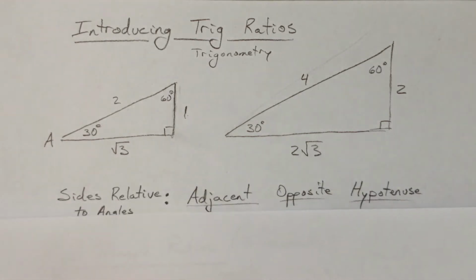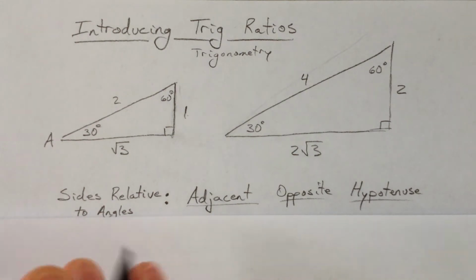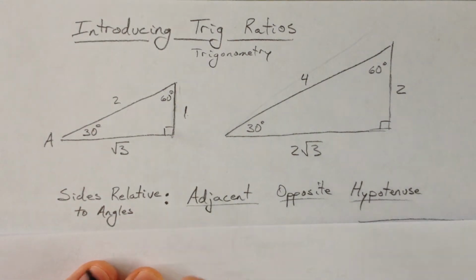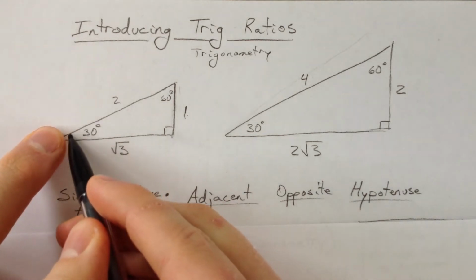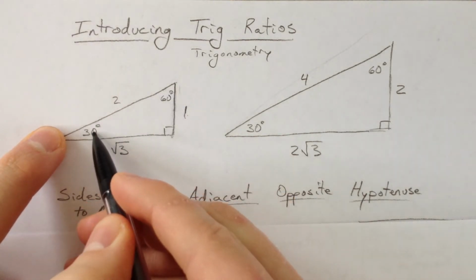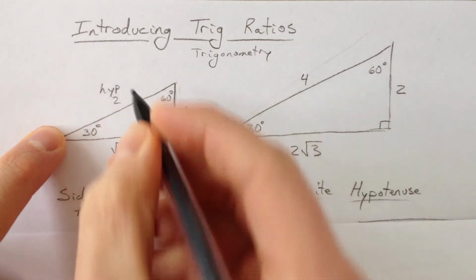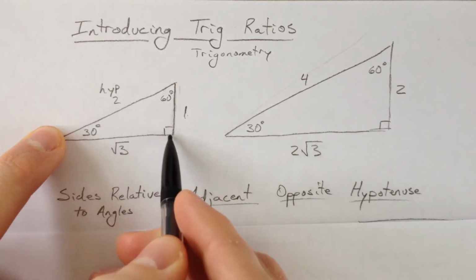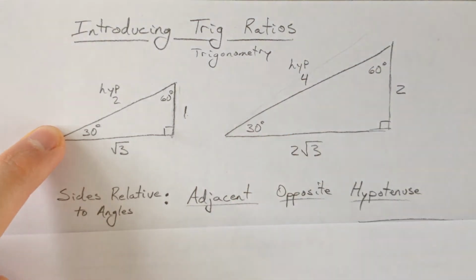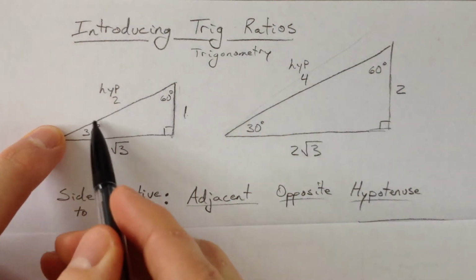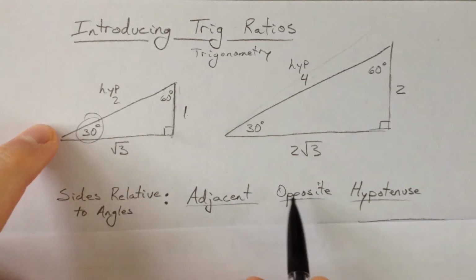And so what we do is we use words to describe the sides' relative position, and we talk about them being relative to an angle. And so if we talk about the 30-degree angle, we have automatically this side right here, the 2, is called the hypotenuse, because it's across from the right angle. And so in this triangle, the 4 would be the hypotenuse because it's across from the right angle. That's nothing new. But relative to the 30, if we circle the 30, we have words adjacent and opposite.